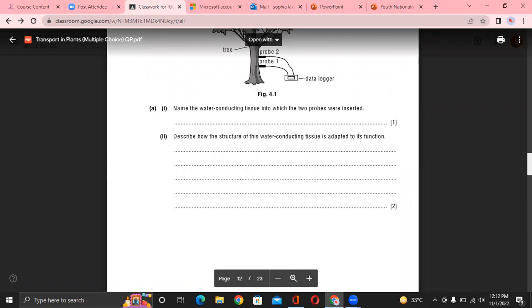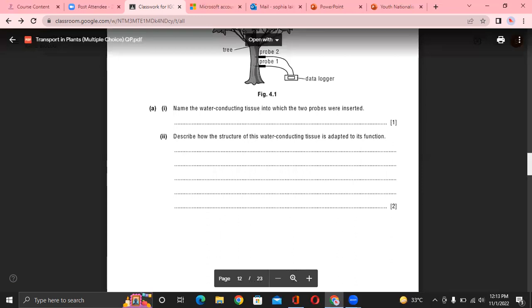So you talked about the lignin, and what else did you say? I talked about the no cross walls present. Lignin and no cross walls present. Okay, correct. Let's move on.